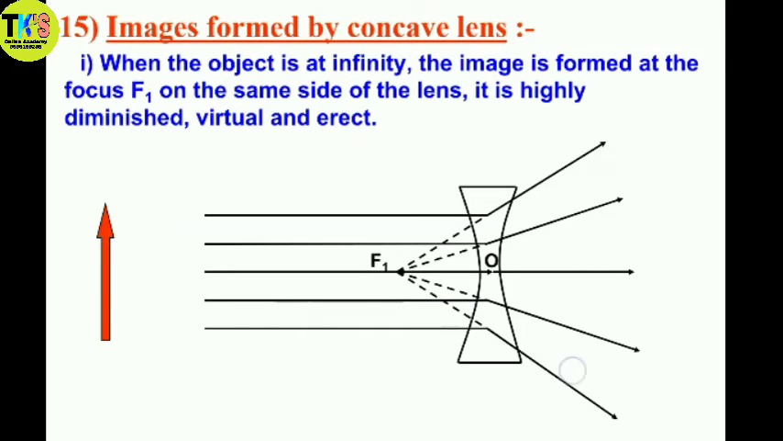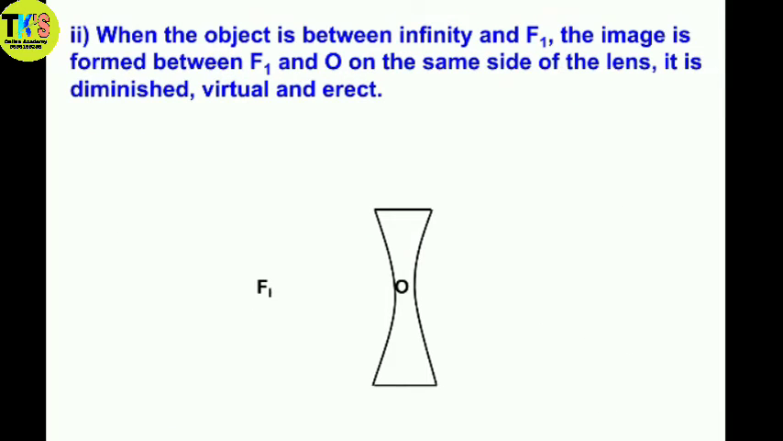Case number 2, when the object is between infinity and f1, the image is formed between f1 and O on the same side of the lens. It is diminished, virtual and erect. Let's see.